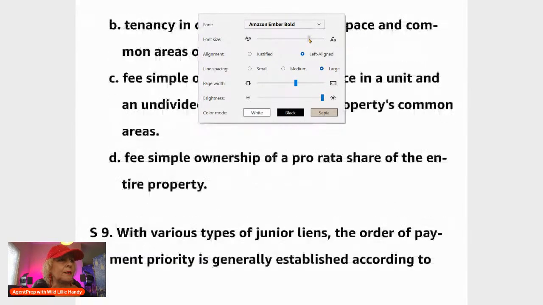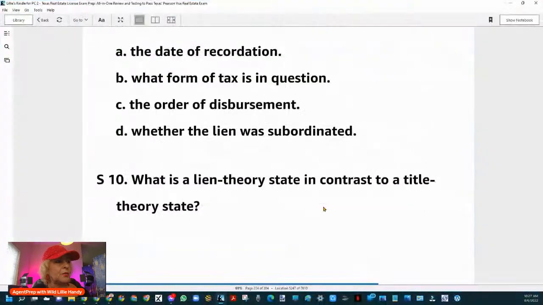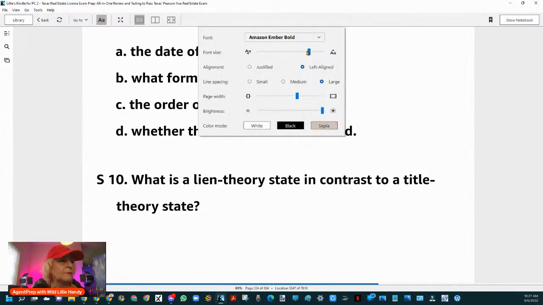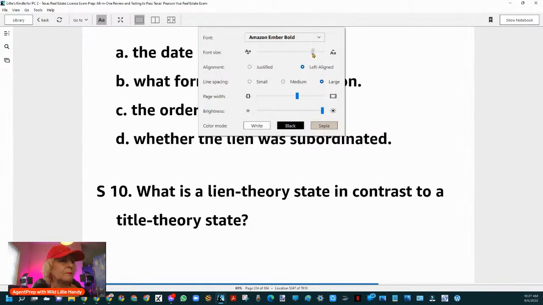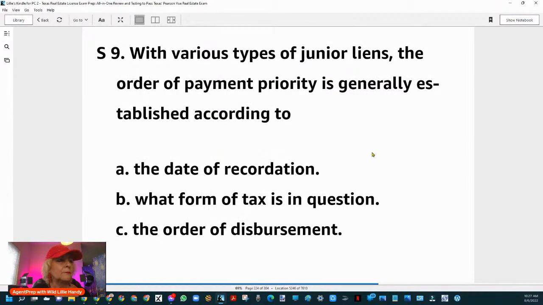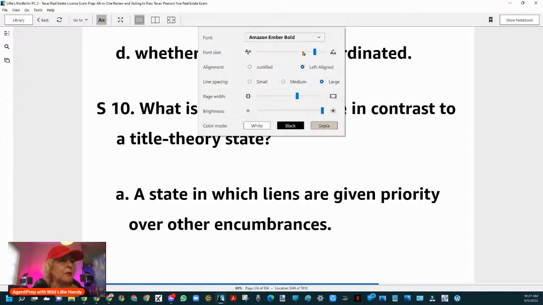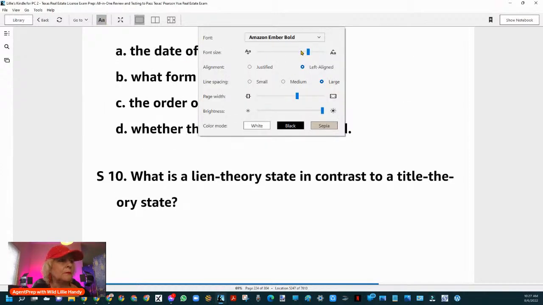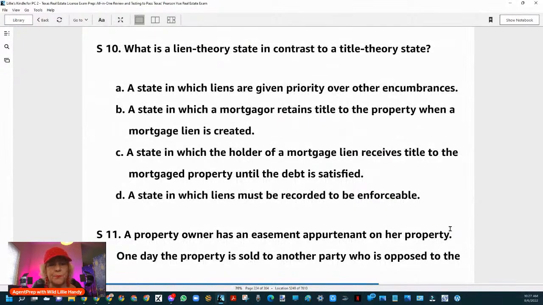Come on, number 10. Okay, that's not going to work. So let's try the other option. Dang it, it's going to be real small, y'all. Or kind of small. All right, number 10.